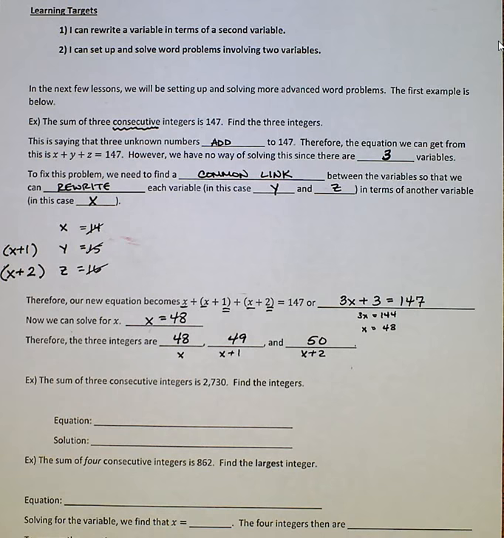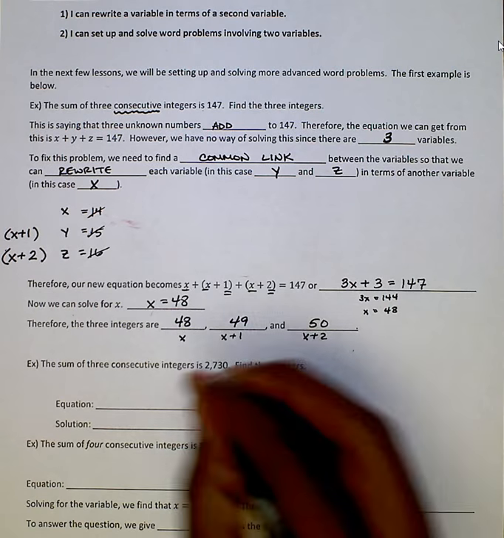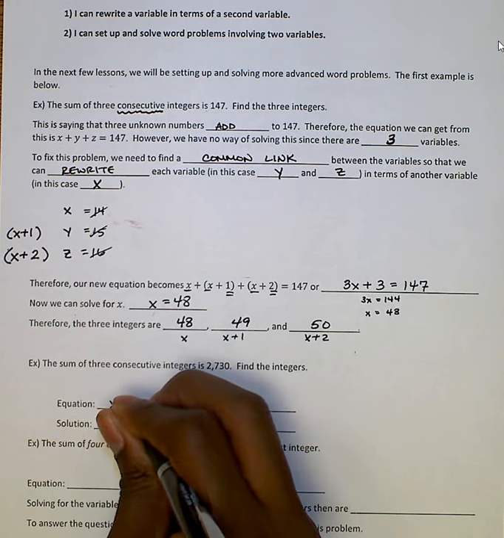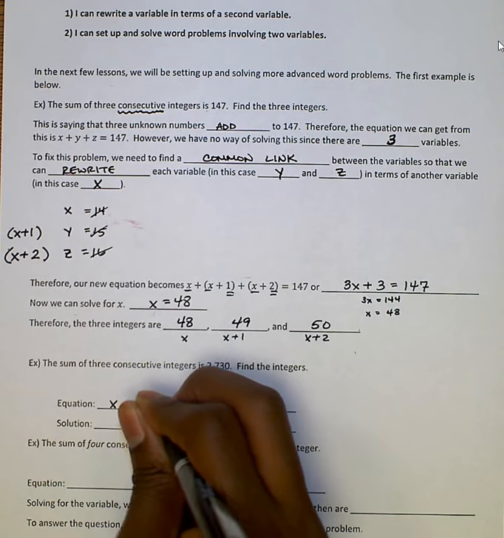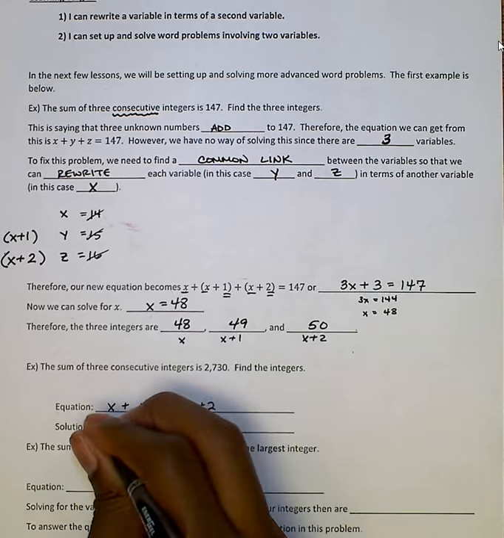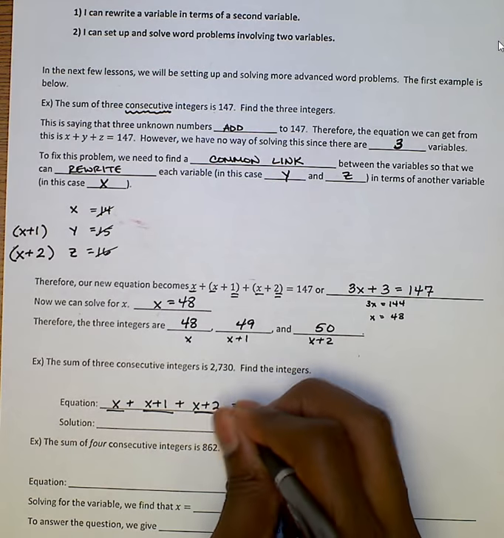Alright, you can try this next one on your own if you want to, or follow along with me. It says the sum of three consecutive integers is 2,730. Find the integers. Okay, so here's our equation. I don't know the first one, I don't know the second one, and I don't know the third one. Number 1, number 2, number 3 equals 2,730.